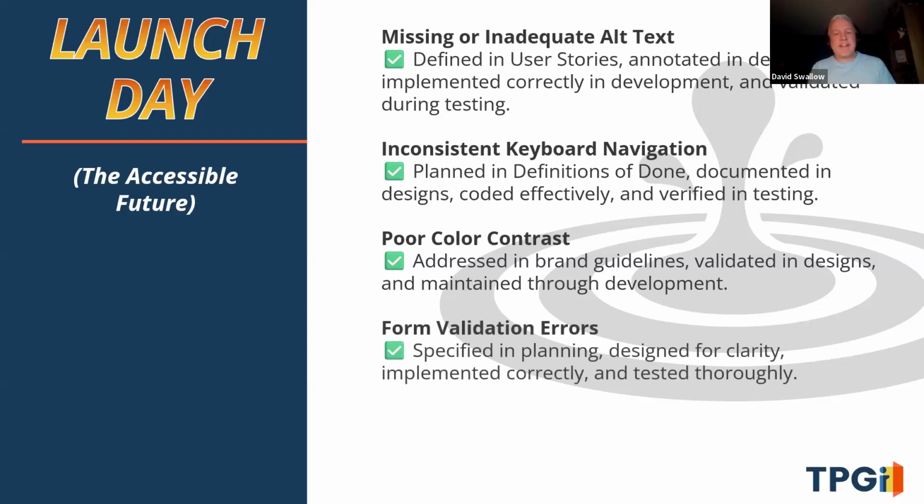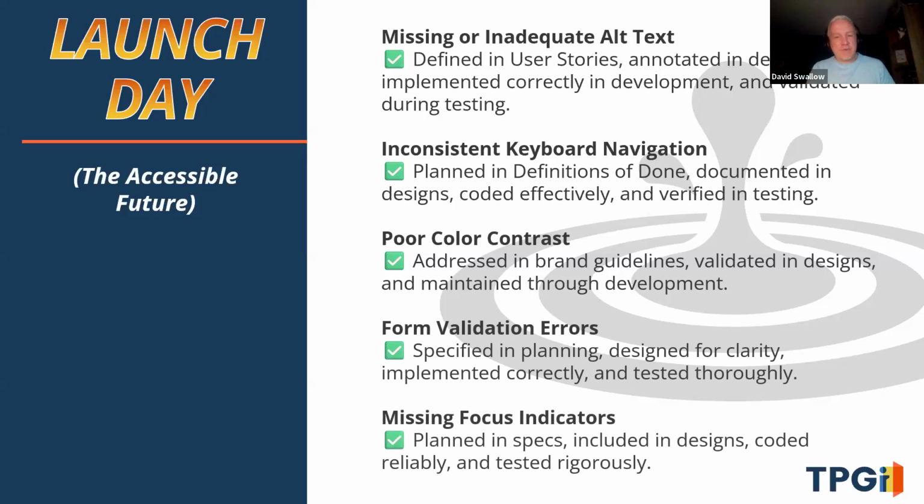Validation errors were detailed in planning with specific requirements for accessible error messaging. It was designed to provide clear guidance to users. It was implemented with proper ARIA roles and live regions and tested to ensure usability across assistive technologies. And focus indicators were planned with clear specifications for visibility and usability and incorporated into the design systems with consistent styling, developed with attention to browser and device compatibility, and tested to confirm accessibility across various environments.